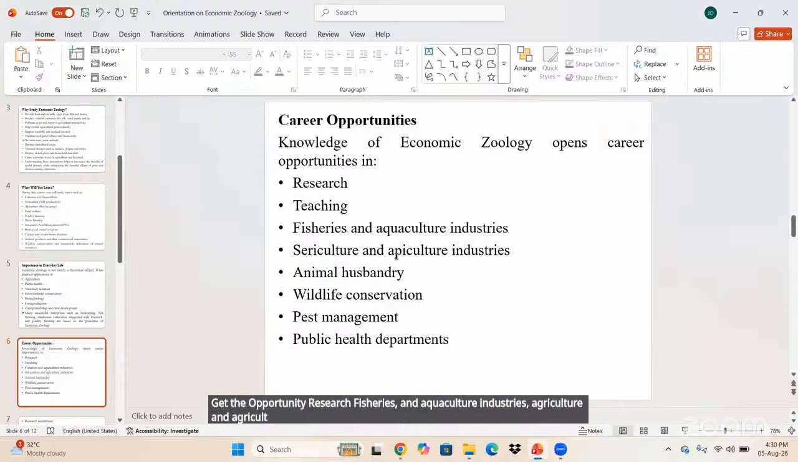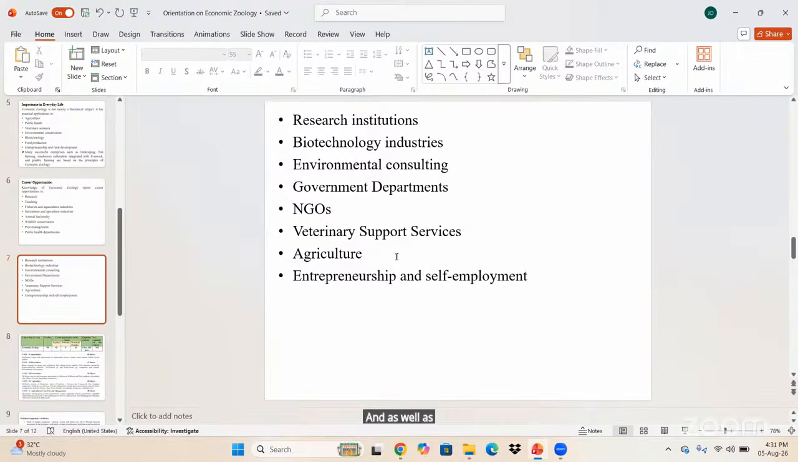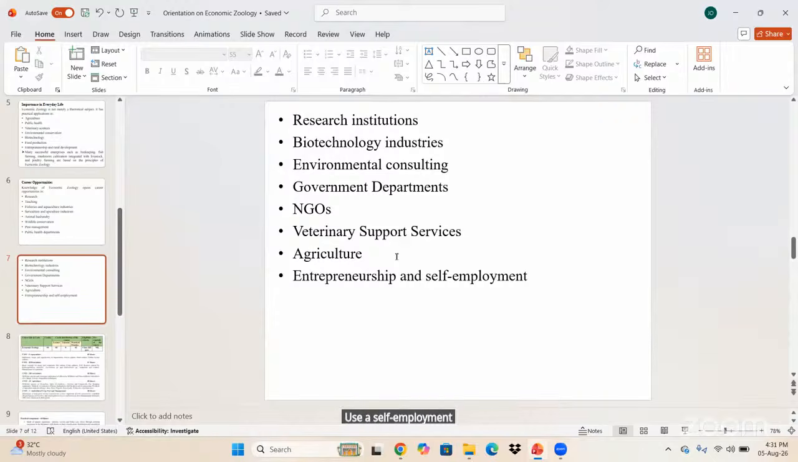apiculture industries, animal husbandry, wildlife conservation, pest management, public health departments, research institutions, biotechnology industries, environmental consulting, as well as government departments, NGOs, veterinary support services, agriculture, entrepreneurship, and we are also able to go for self-employment. These are the career opportunities by studying this subject.